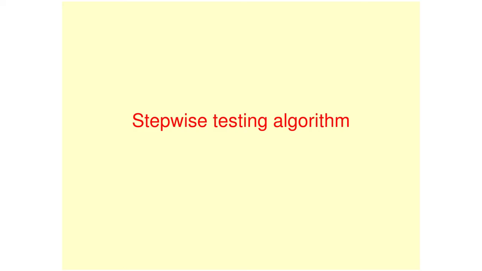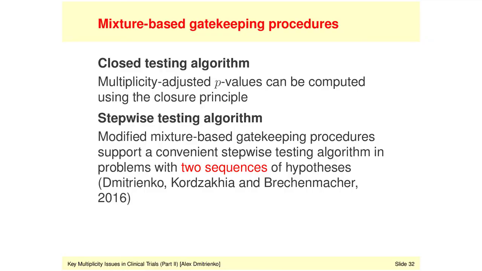Stepwise testing algorithm. An important feature of the modified mixture method is that it supports a stepwise testing algorithm. Normally, a multiplicity adjustment is applied using rules based on the closure principle, and multiplicity adjusted p-values are also computed using the closure principle. A stepwise testing algorithm may be desirable from a practical perspective, since it generally facilitates the interpretation of the decision rules, and it facilitates communication of the results to the project teams and regulatory reviewers.